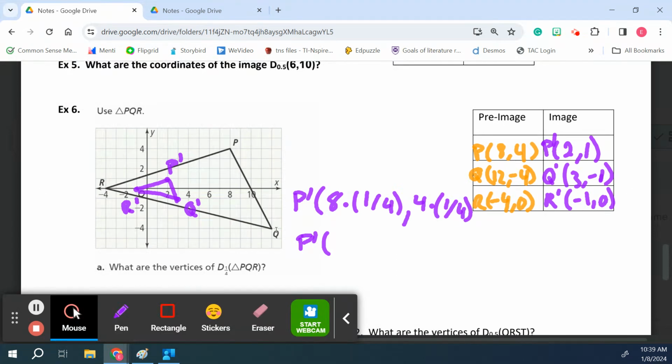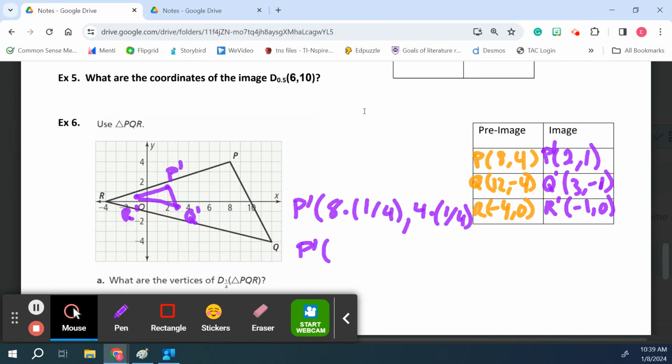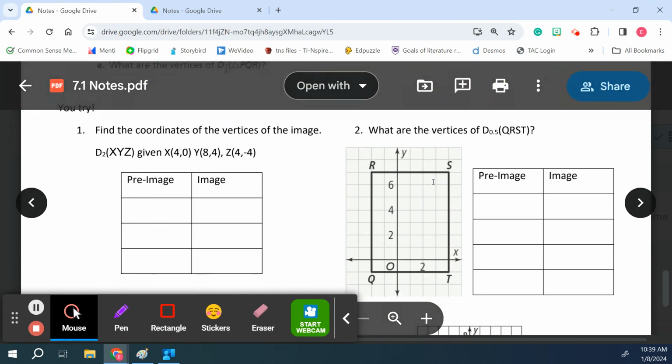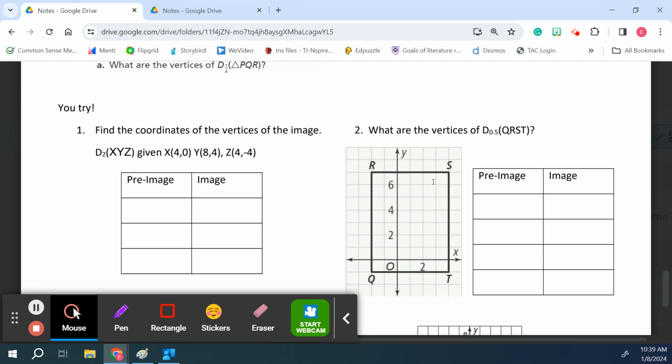I want you guys to do the You Try It 1, 2, 3. That's at the bottom of this page. I'll set a timer, let's say 6 minutes.